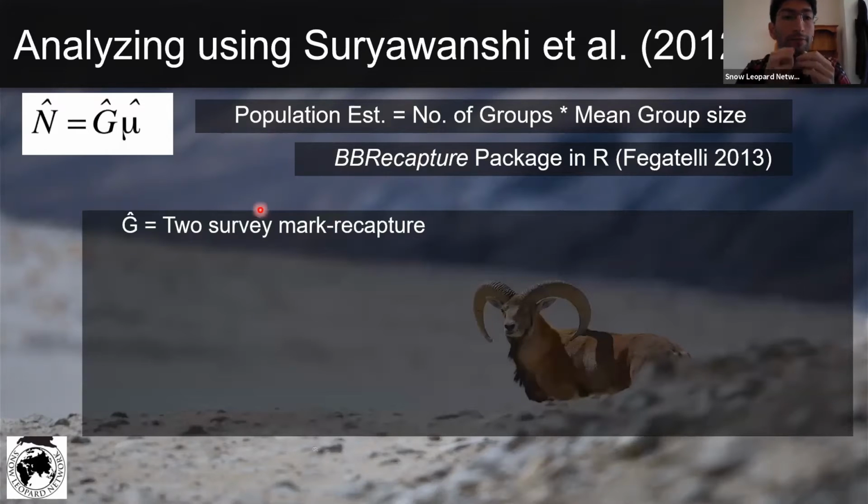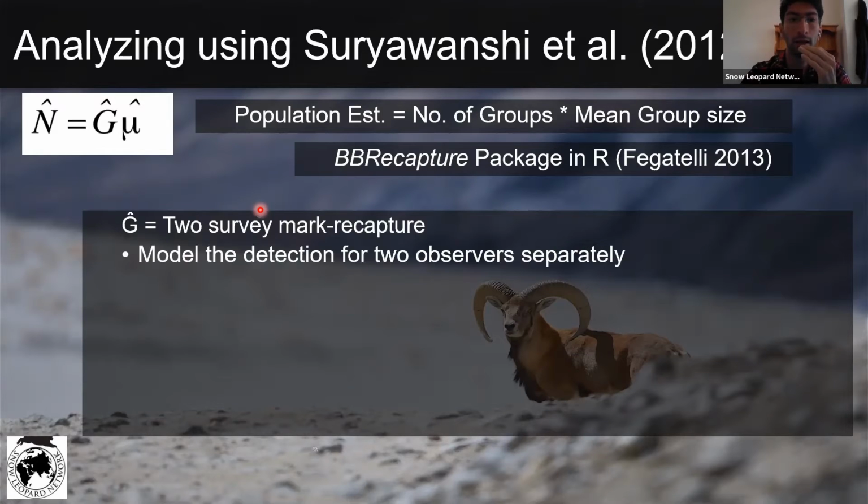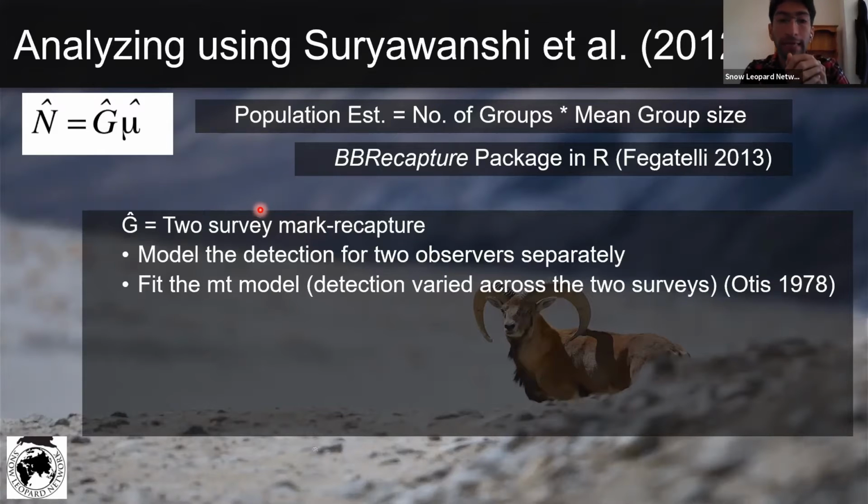To arrive at G hat, we use a two-survey mark-recapture methodology. We model the detection for the two observers separately. So for observer 1, it's separate, and for observer 2, it's separate. And what we're fitting is the MT model.